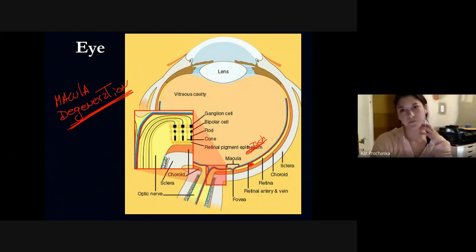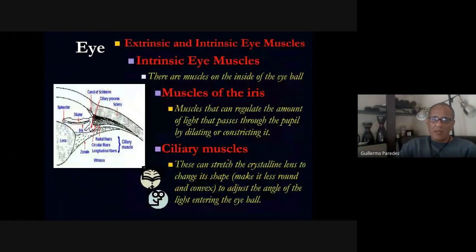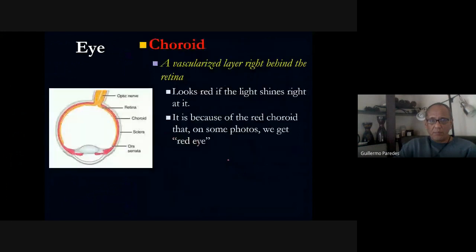Excellent. Signs and symptoms is one of my favorites, but definitely it's not the time to talk about that. All right, so I'm doing just the structural anatomy of the eye. Okay? All right, perfect. So now here we have the choroid membrane. The choroid membrane is a vascularized layer behind the retina. So it's in between the retina and the sclera, correct?